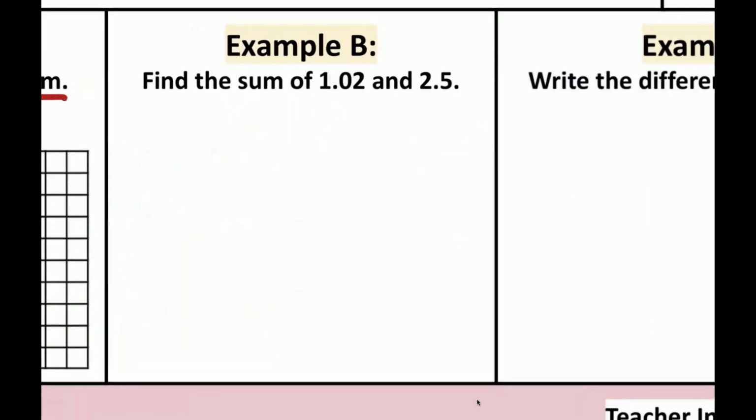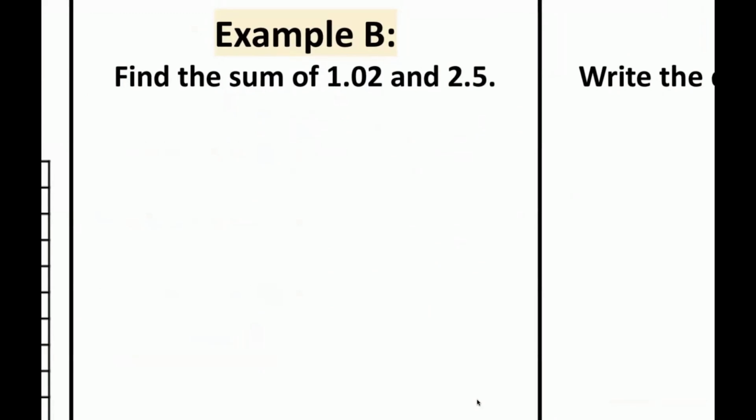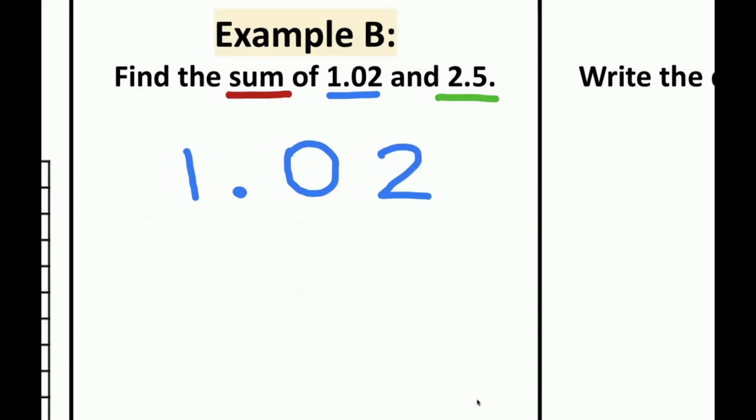Example B says, find the sum of 1 and 2 hundredths and 2 and 5 tenths. Let's underline the word sum. And we're going to use the standard algorithm to add 1 and 2 hundredths and 2 and 5 tenths. So we're going to keep a pinky's worth of distance between our numbers to keep them nice and neat. We have 1.02 plus 2.5.